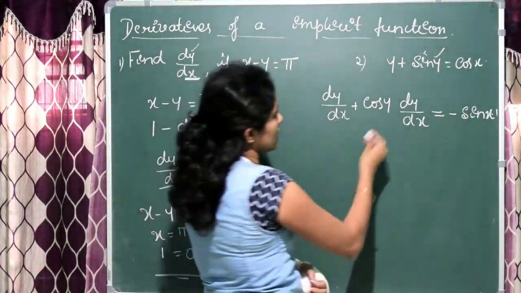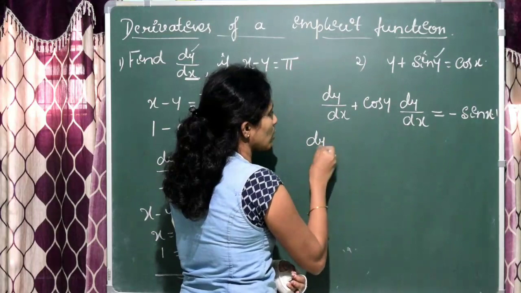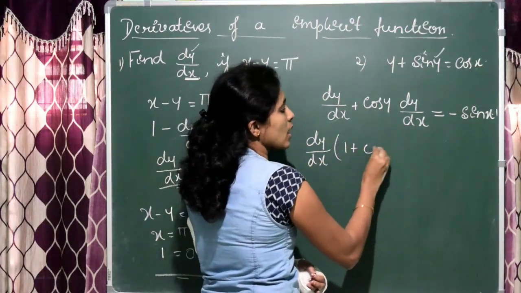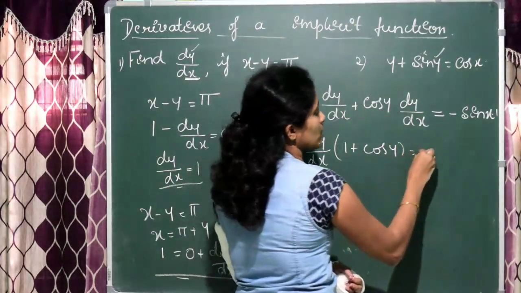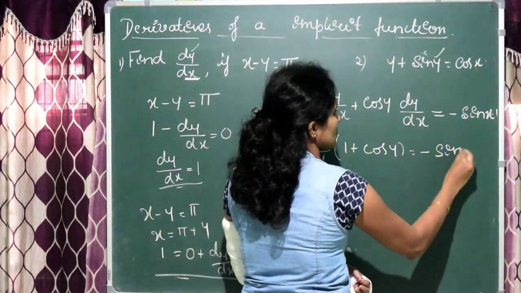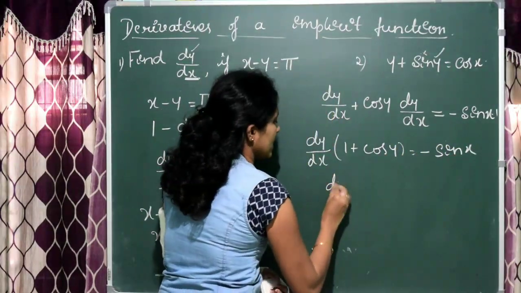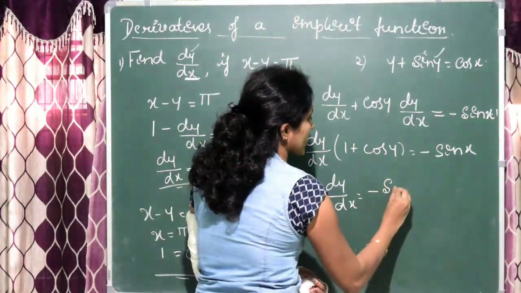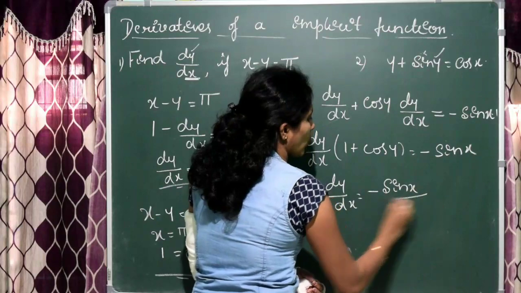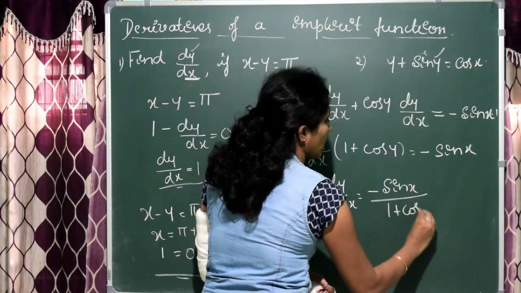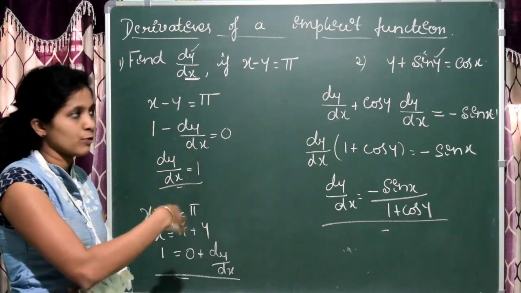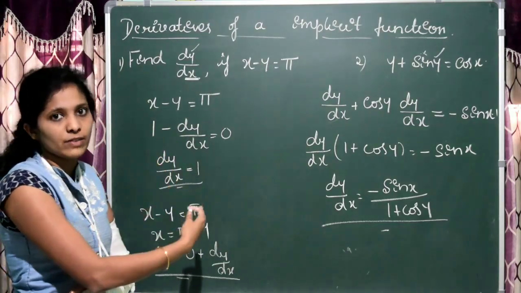Now finally you rearrange this one. You can take dy by dx common. If I take dy by dx common, remaining with 1 plus cos y is equal to minus sin x. By this we can say that dy by dx is equal to minus sin x divided by 1 plus cos y. I hope you understood this one. Okay, finding the derivative of a function which contains more than one variable.